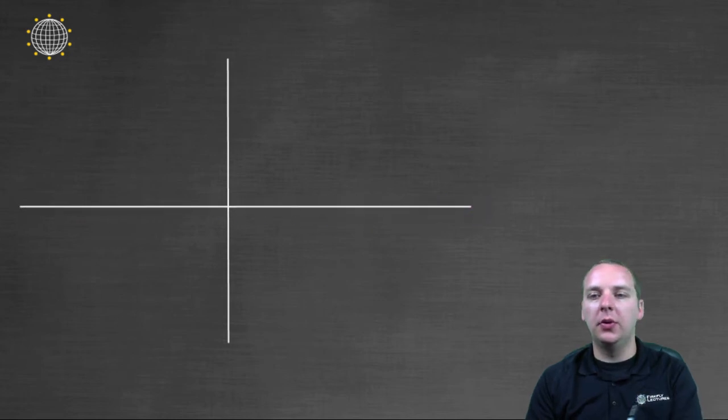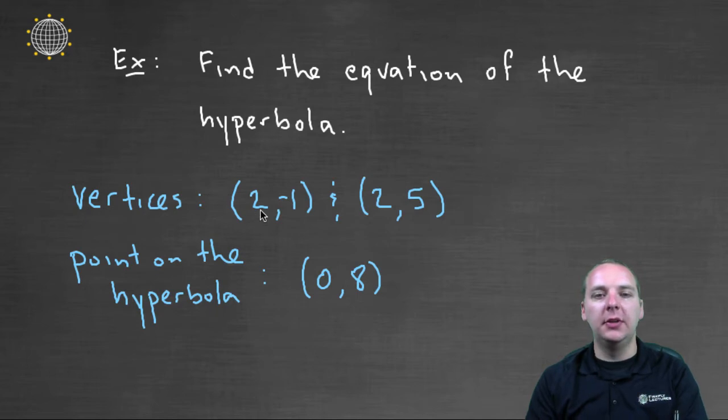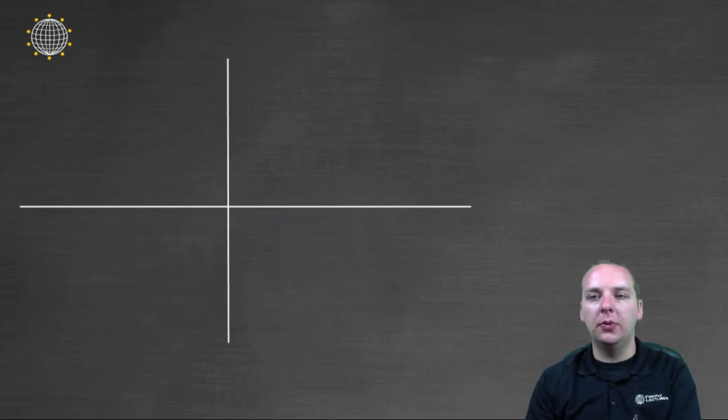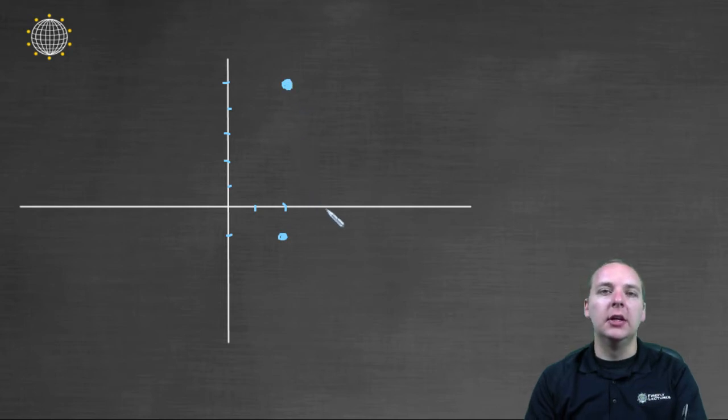All right, so the first thing we were told was something about its vertices. The vertices were at (2, -1) and (2, 5). Let me plot those real quick. So let's see here, (2, -1) and (2, 5). And these two points are the vertices. So right off the bat, can we already tell if this opens up and down or left and right? It's pretty clear to me that this is going to open up and down.